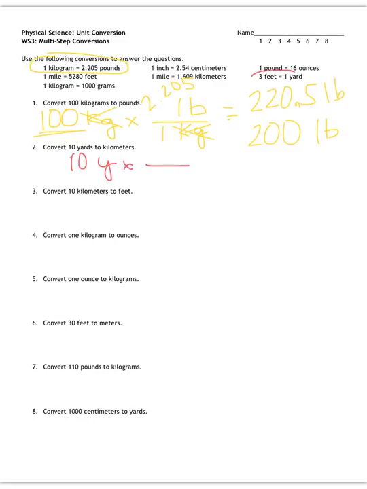So yards and feet. Feet and miles. Miles and kilometers. I think that's the way we're going to have to go to get there. So yards on the bottom, and the first thing we can do is change yards into feet. So 3 feet is 1 yard. Okay, and that makes yards cancel.